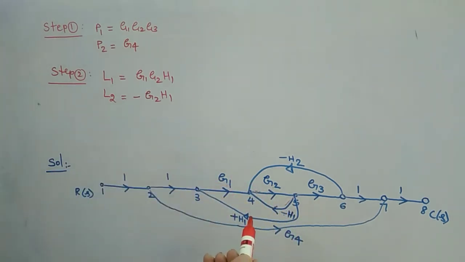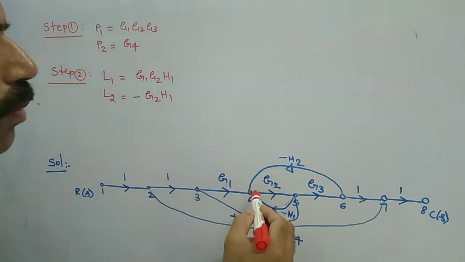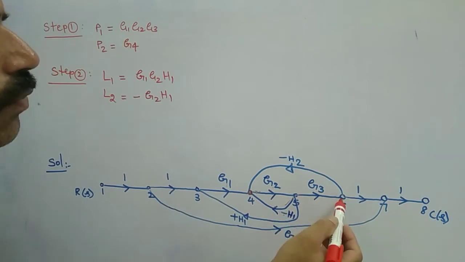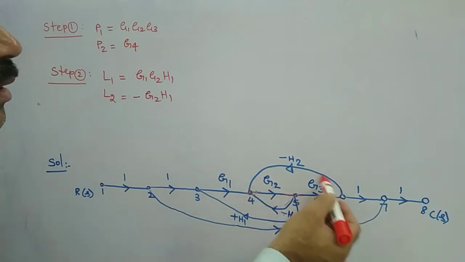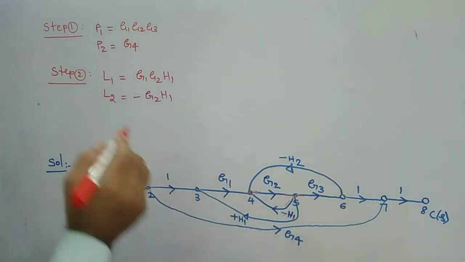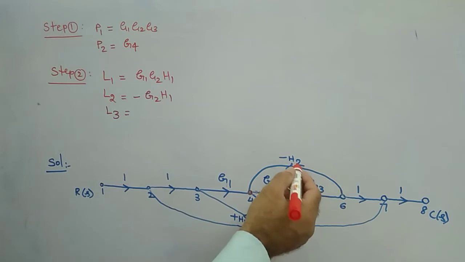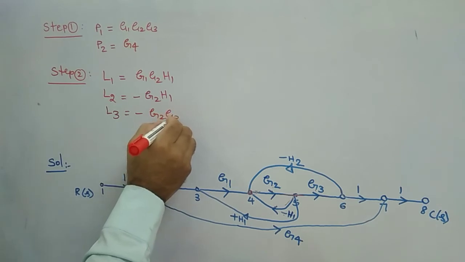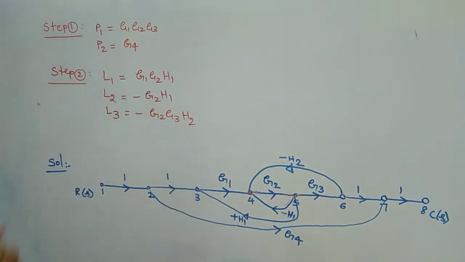Is there any other loop available? Yes, there is one more loop. Let us see at point number 4. Point number 4 to 5 it is going in the forward direction, 5 to 6 it is going in another forward direction. From 6, with negative feedback H2, it is reaching 4. This is another loop, therefore that is your loop number 3. What is loop number 3? G2, G3, H2. Minus is there, no? Minus will come here, meaning minus G2, G3 and H2. See how easy it is? The minus sign is there, therefore you have to write minus here.